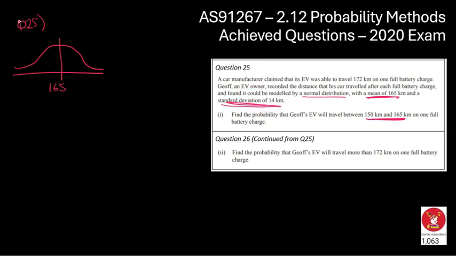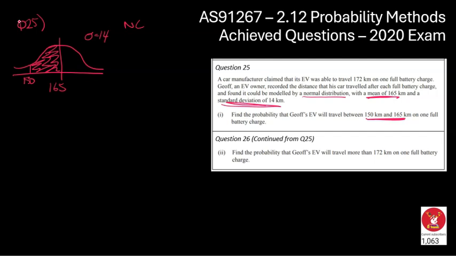Standard deviation of 14, so that normally goes at the top right of my graph. So there's 14, and I now need to put in the upper and lower, so 150 to 165. So let's go 150 here, and 165 is already the mean, so that works out well. So we're trying to find the difference, this shaded area over here.